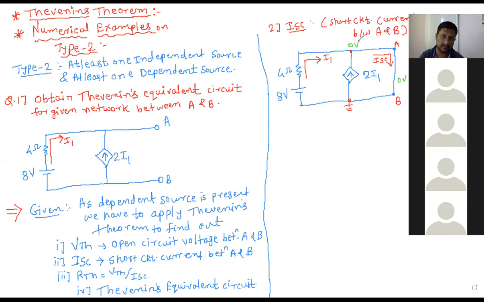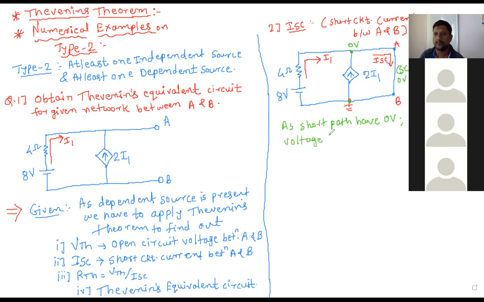So can I write 0 volt here? Yes or no? In a parallel circuit the voltage is the same, right? We have just extended the points A and B. If the voltage between them is due to a short circuit, then it is 0 volt. As A and B points are parallel to this current source, the voltage across the current source is also 0 volt.